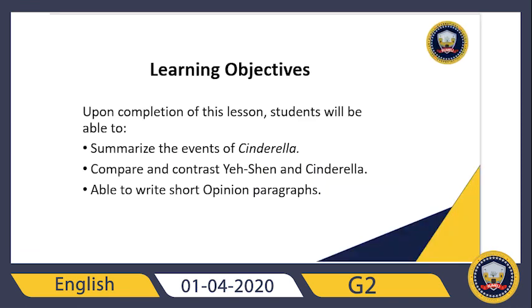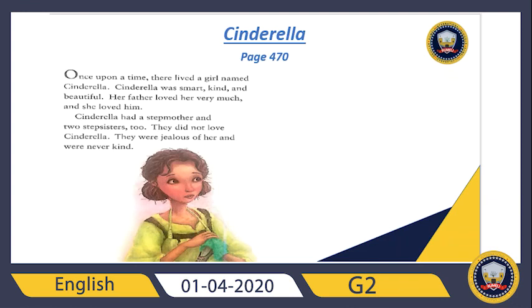Our learning objectives for today are: upon completion of this lesson, you should be able to summarize the events of Cinderella, compare and contrast Yishin and Cinderella, and write short opinion paragraphs. So let us start the story. You can get your Journeys textbook ready, page 470, but I would recommend you to listen to me first. Look here, the whole story is here, and later you can refer to your book.